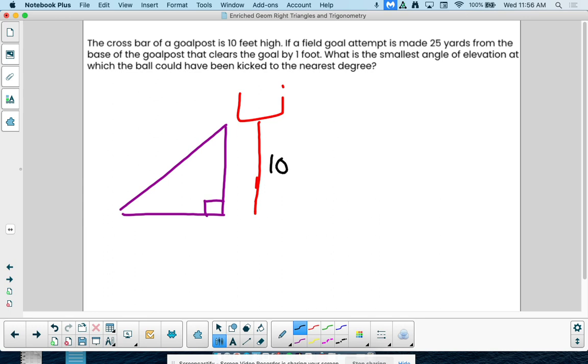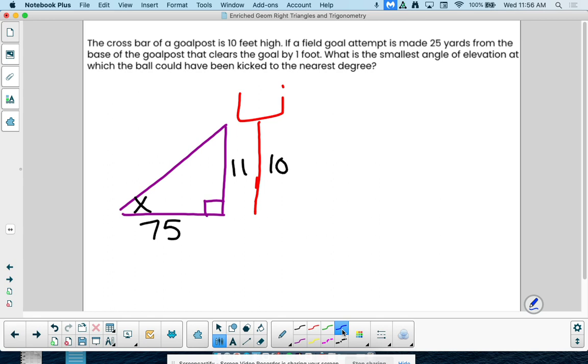I think we should convert yards to feet. So it's a whole number? 75, right? 3 times 25? But the ball needs to clear the goal post by 1 foot. So really, how high is this side? 11. And we're looking for this angle.